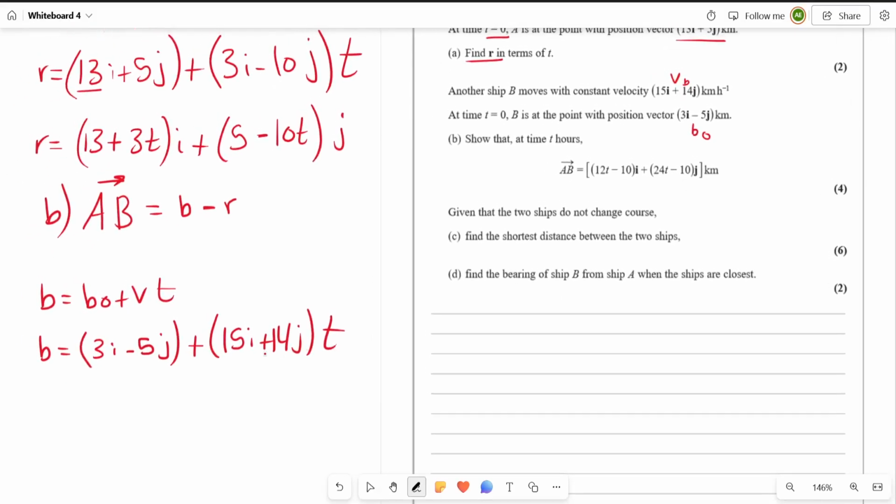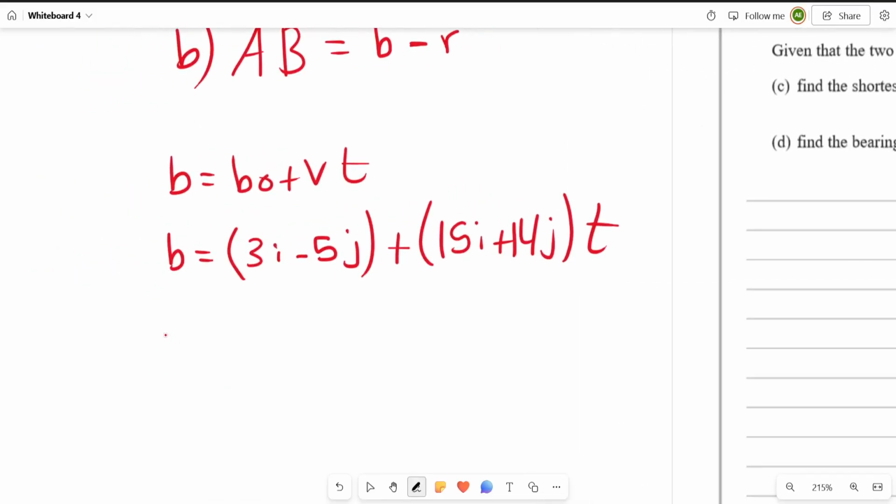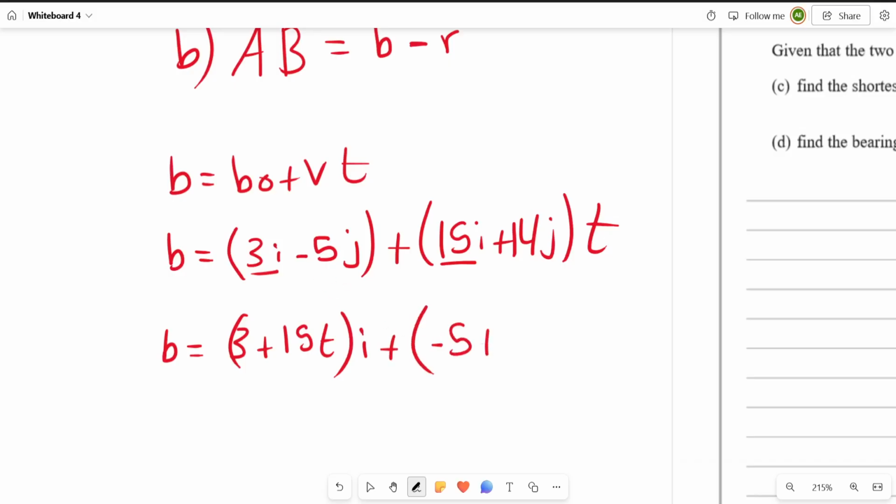Okay? Again, if I want to write it in this exact form, I'm going to group the i's together. So B is going to equal 3 plus 15t in the i component, plus the negative 5 plus 14 times t in the j component. And this is going to be my general position vector for B.